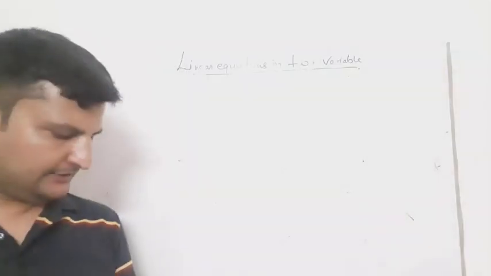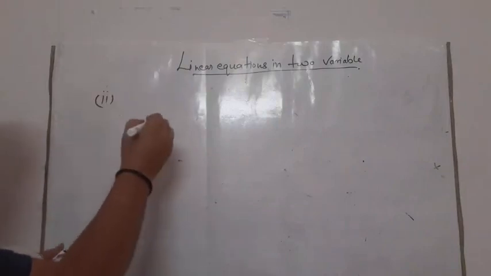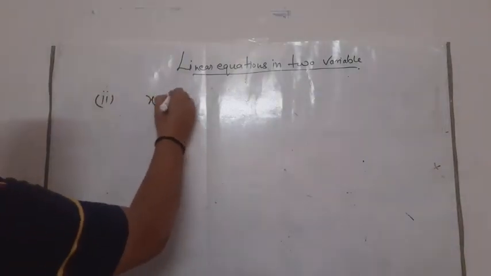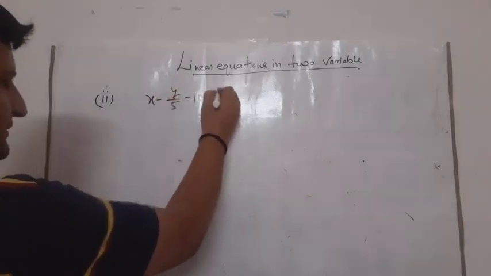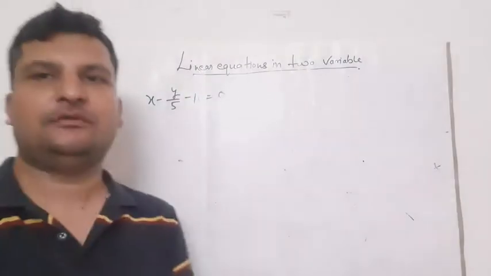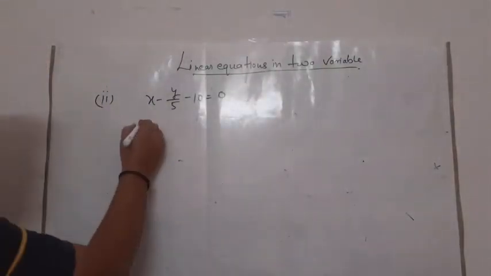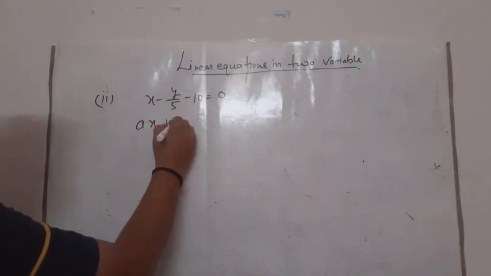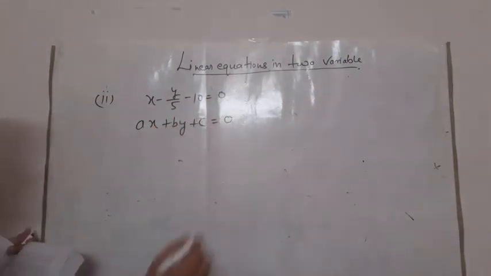Now the second question is x minus y upon 5 minus 10 is equal to 0. What do we have to do? We have to compare it with ax plus by plus c is equal to 0. We can write it here, ax plus by plus c is equal to 0.